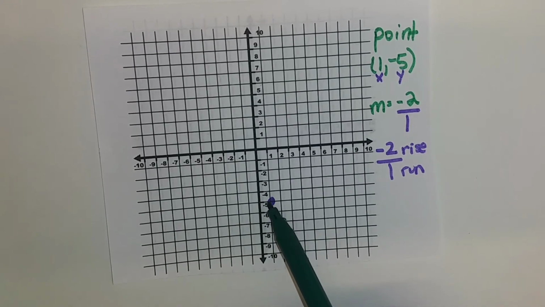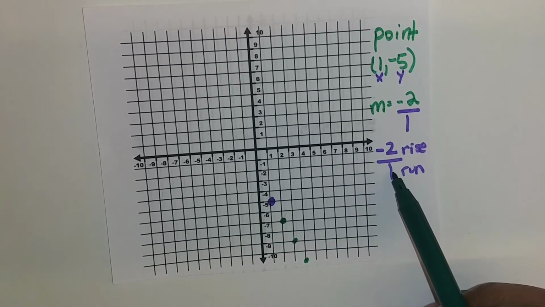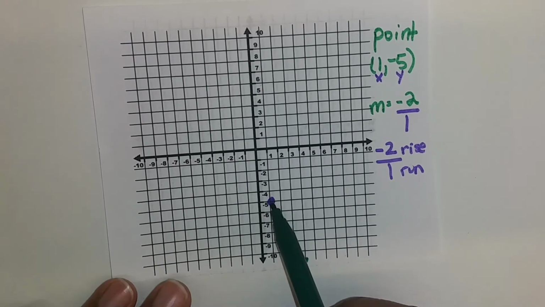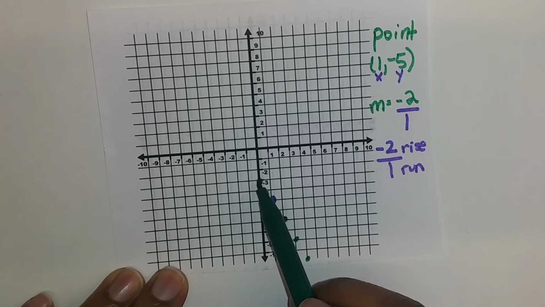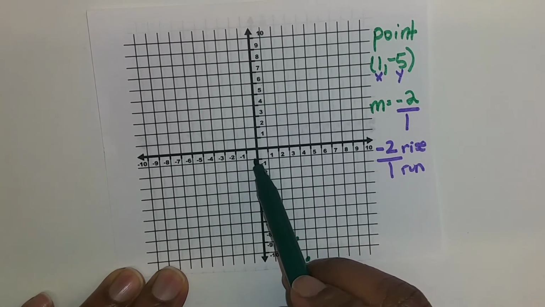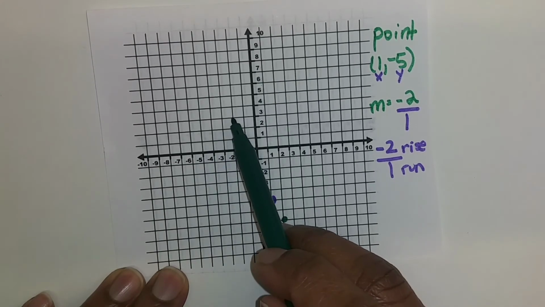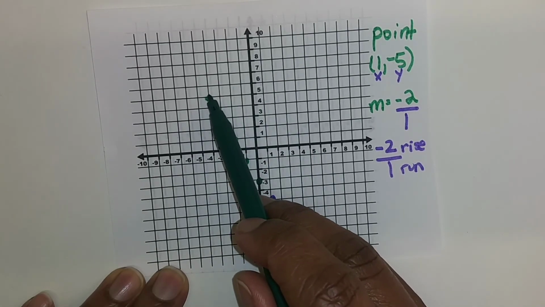But I want to continue this to the left of my original point. So I'm going to do the opposite. I'm actually going to go up 2, and then run 1 to the left. Because I went to the right this time, I'm going to go to the left. So I'm going to rise 2 units and go 1 unit to the left. Rise 2, go over 1, rise 2, go over 1, and I could keep going, but I think that's enough.